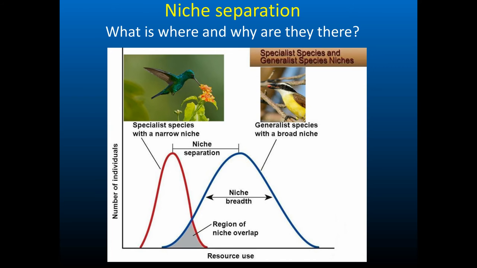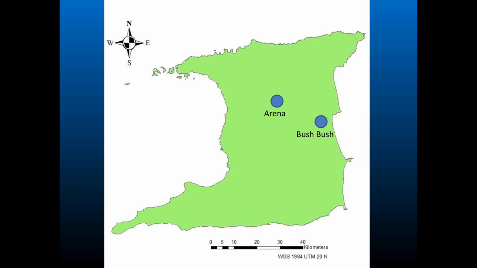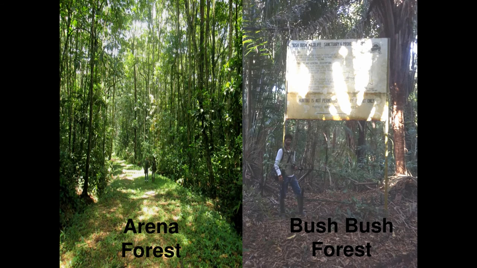Right, so these are our study sites. Again, Arena forest and Bush forest. Both Arena and Bush were selected together because they were to serve as replicates for each other. Not really to do a comparison among sites, but just to have a replicate site that I could work with, because they're quite similar in forest structure.